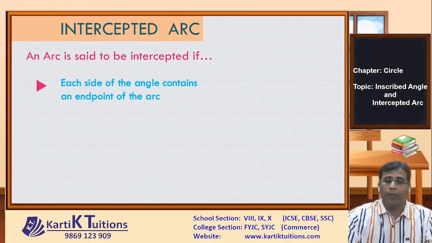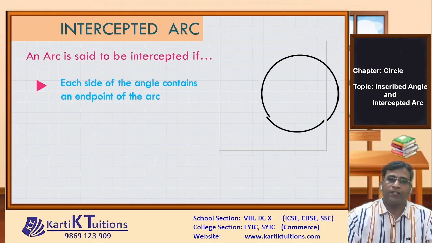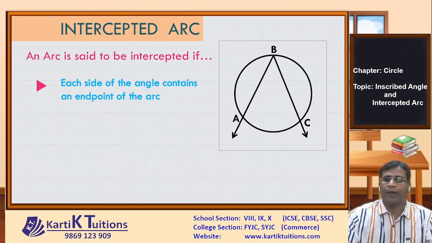So that means, let's have a look at a figure. I have a circle, I have an inscribed angle ABC. Now, if you observe each side of the angle, that is side BA and BC, both are having one of the endpoints of the arc, and that arc is AC. So basically, since both the sides of an angle contain the endpoints of an arc, the arc which lies between the two arms becomes an intercepted arc.